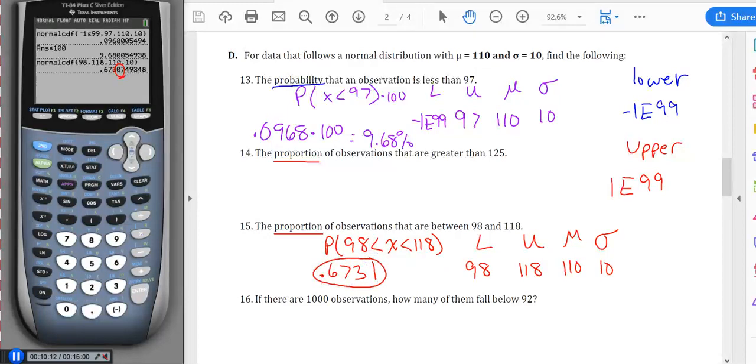I like to circle my answers when I get them, so I would circle 9.68% and 0.6731. I would accept 0.6730 or 0.6731 if you truncate or round, but I always want to see 4 decimal places out there. Makes life a little nicer.